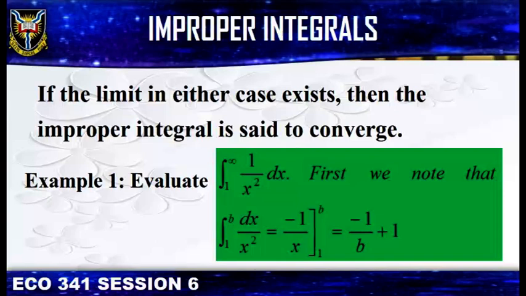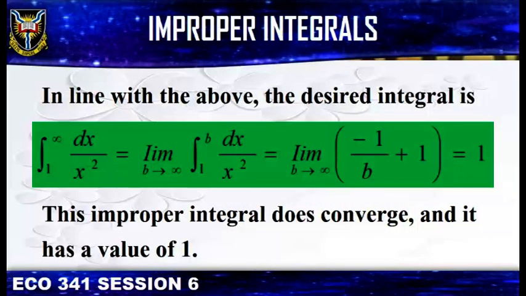Example 1. Evaluate integral 1 over x squared dx, upper limit infinity, lower limit 1. First, we know that integral dx over x squared is equal to minus 1 over x. Substitute for the limit: minus 1 over b plus 1. In line with the above, the desired integral is integral dx over x squared, upper limit infinity, lower limit 1, is equal to the limit as b approaches infinity of integral dx over x squared, upper limit b, lower limit 1, is equal to the limit as b approaches infinity of the bracket minus 1 over b plus 1, is equal to 1.